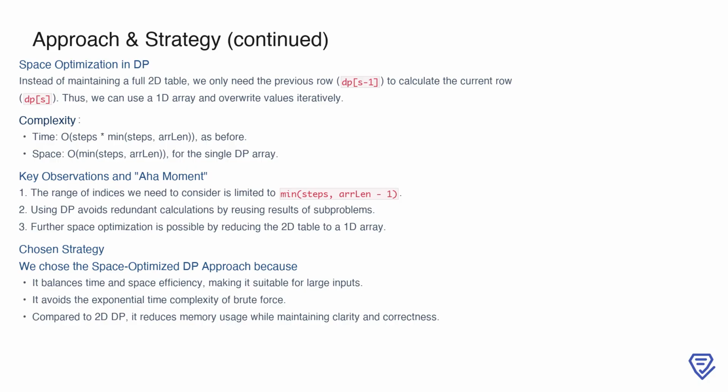Additionally, there are some key insights that help us here. First, the range of indices we need to consider is always constrained to min(steps, arrLen - 1). Second, dynamic programming allows us to avoid redundant calculations by reusing results from earlier steps. Finally, the realization that we only need the previous row to compute the current row is what enables this space optimization. With these observations, the space-optimized DP approach emerges as the best choice, balancing clarity, correctness, and efficiency.